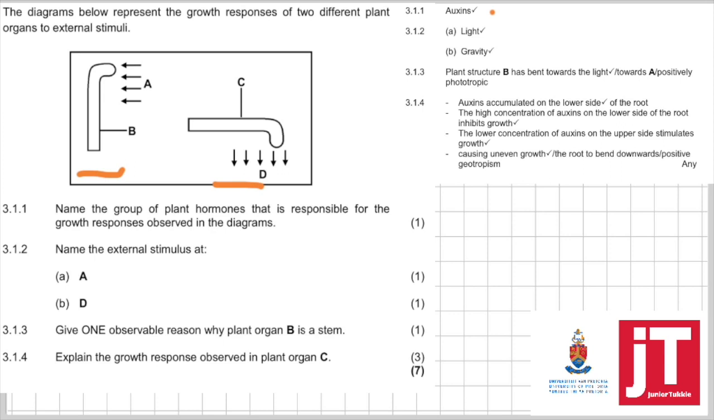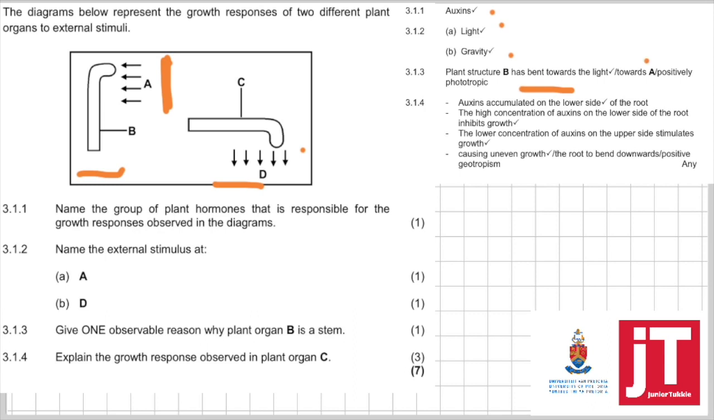3.1.2. Name the external stimulus at A. That can only be light. Name the external stimuli at D. That can only be gravity. 3.1.3. Give one observable reason why organ B is a stem. Because it is bending towards light. Okay? Part B is bending towards light and A is positively phototropic.